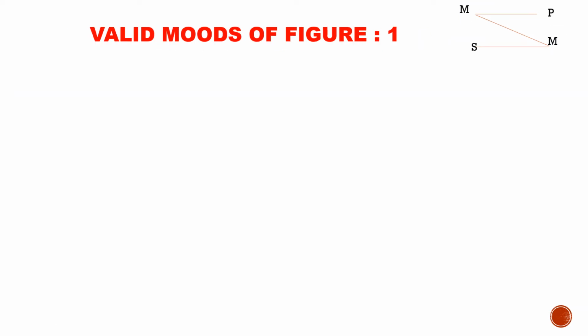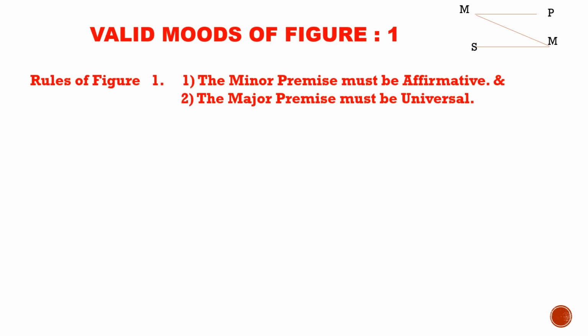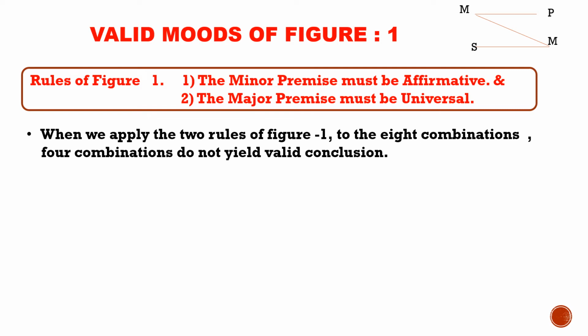Now, let us know which are the valid moods of figure 1. As per the rules of figure 1, there are two rules. The first rule is that the minor premise must be affirmative, and the second rule is that the major premise must be universal. These are the two main rules of figure 1. From these two rules, we get the valid moods. So from this, it follows that when we apply the two rules of figure 1 to the 8 combinations, 4 of the combinations will not yield valid conclusions. What are those combinations?